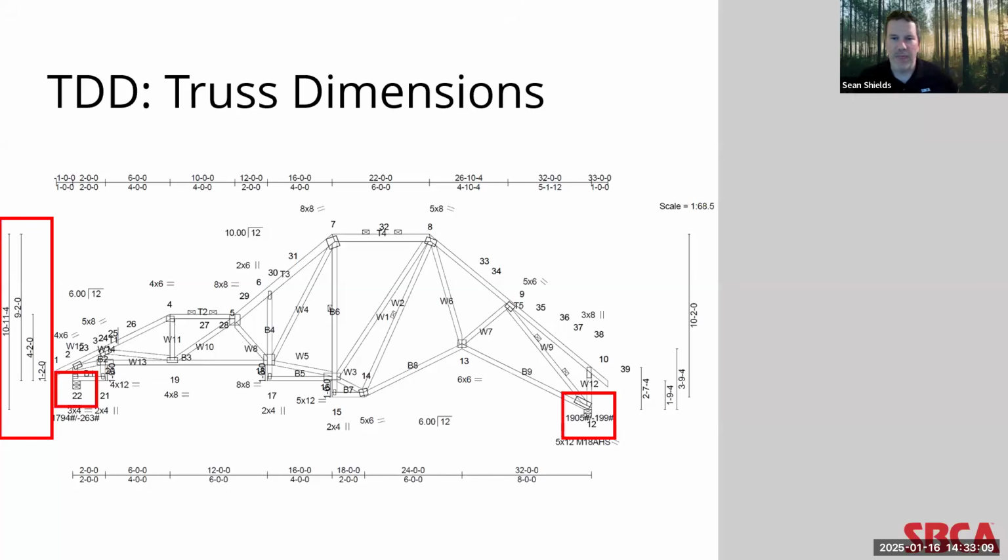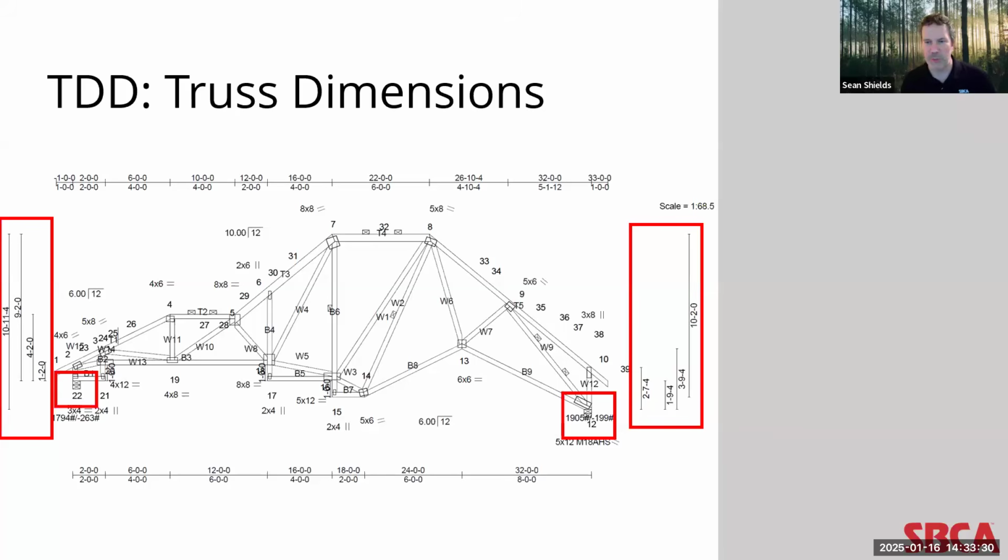And so when that occurs, you can end up with multiple measurements on one or both sides of the truss. So in this case, the height of the truss from the lowest bearing point to the peak, or the highest point of the truss, is 10 foot, 11 1/4 inches.